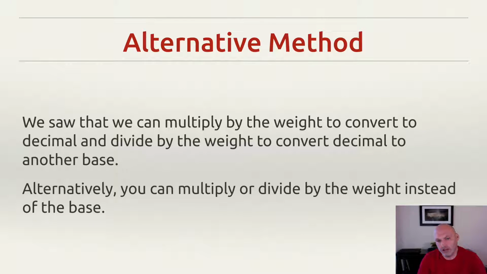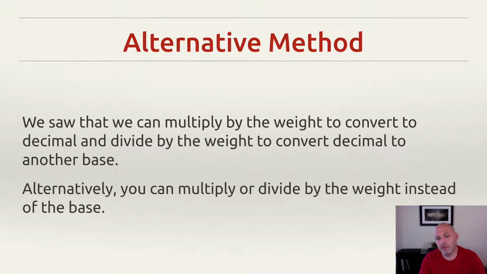There's one more way that we can convert to and from decimal. This is referred to as the alternative method. It's important to note that there's no fundamental difference between the two methods, meaning you don't have to apply one in a certain circumstance versus another. This is simply a matter of choice. If you're comfortable with the first version, you don't have to mix and match, but it's worth exploring because some people find using weights easier and some people find using bases easier.